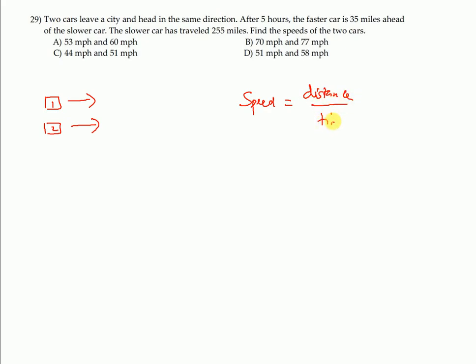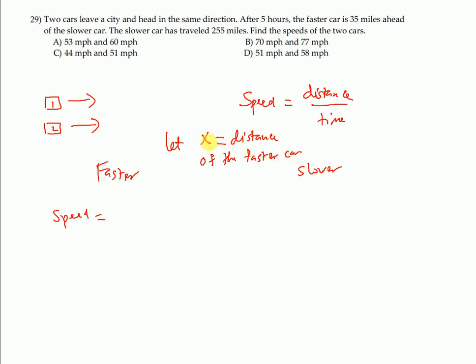Over the time. And we are asking for the speed of the two cars. So now I have the faster car and I have the slower car. And remember, speed here is equal to the distance over time. Now, if I let x be the distance of the faster car.